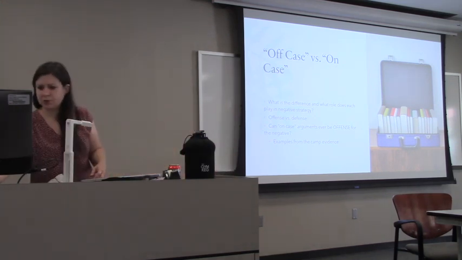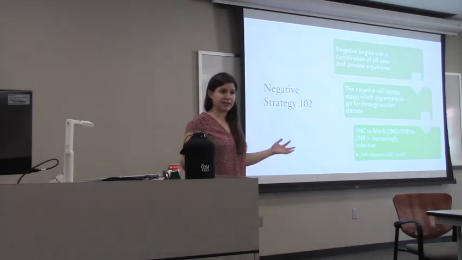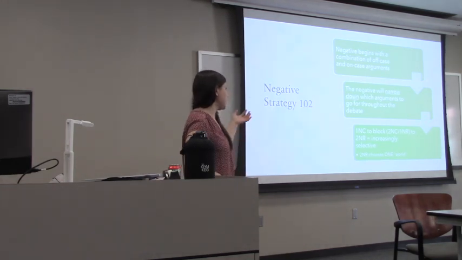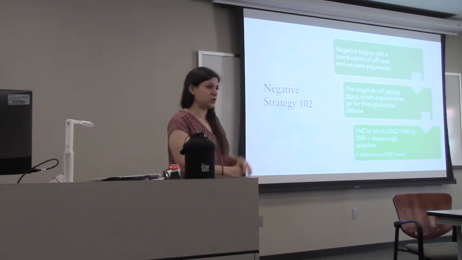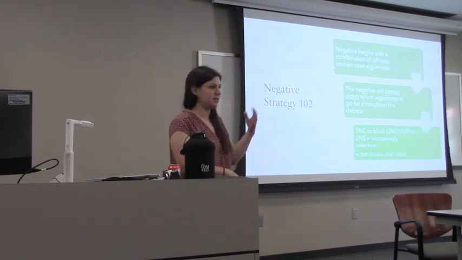So, thinking about the role of the negative and the process that you're going through when you're negative, the negative starts with a combination of off-case and on-case arguments. So you know in the demo debate yesterday, there was an off-case argument, which was what? And then a set of on-case arguments. They read some turns like we talked about, and then they made some defensive arguments. So a combination of those different things, right?